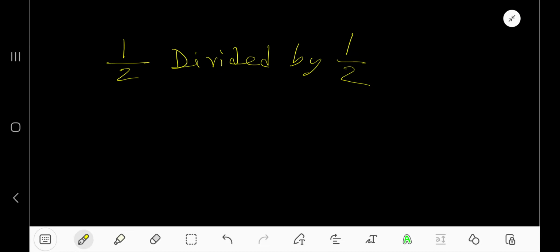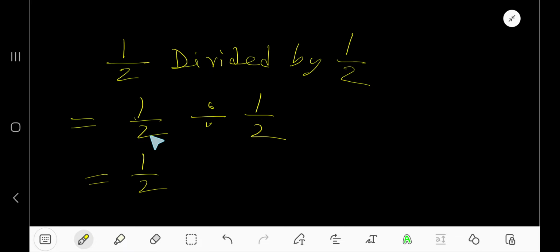Half divided by half. So keep, change division to multiplication sign, flip 2/1. That is, you need to change the position of numerator and denominator.